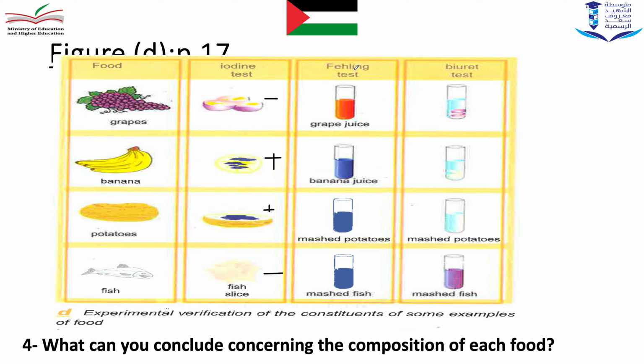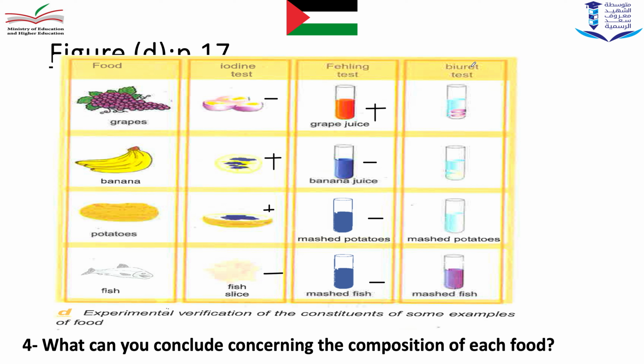Now Fehling's test, which needs heating, is to check the presence of reducing sugars. It gave brick red precipitate, indicating the presence of reducing sugar, and no reducing sugar for the others, because the color obtained is blue, and here is brick red precipitate.